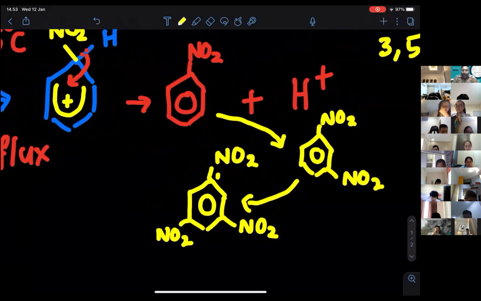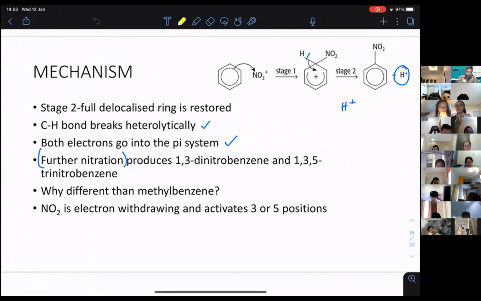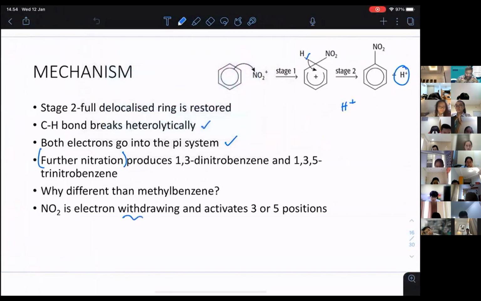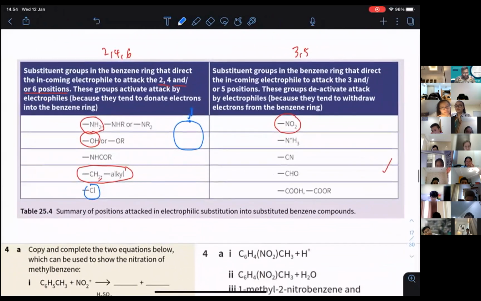But why position 3 and 5? This is the reason I told you about just now. We need to talk about the nitro group, NO2. They are generally electron withdrawing groups, and they will activate position 3 and 5. So as simple as that. That's going to be the nitration. I went through this already just now.